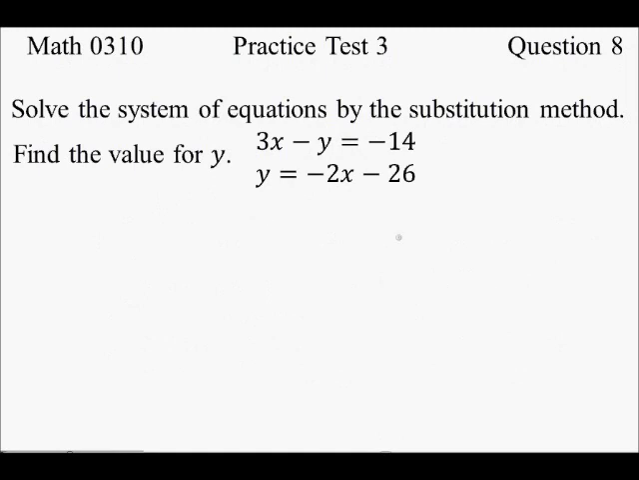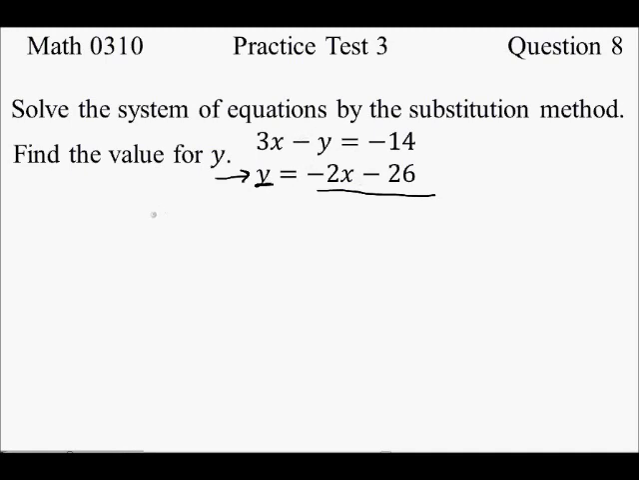Question 8, solve the system of equations by the substitution method, and we're going to be finding the value for y. So when we look at these two equations here, we can see that the second one is set up as a substitution. Here we have a substitution for y. This is saying y equals negative 2x minus 26. So we can use that information as a y substitution and just substitute into the other equation directly.